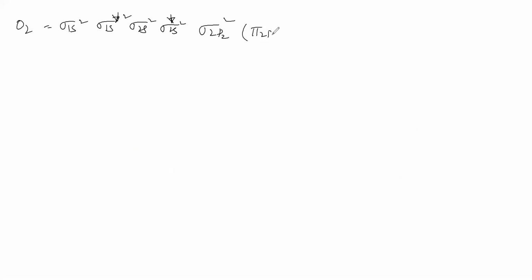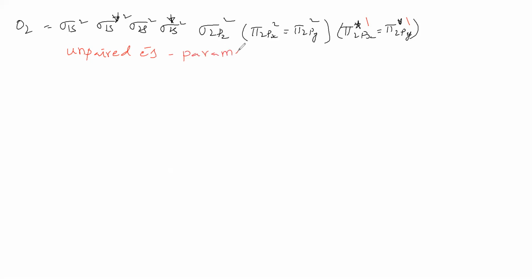Then pi 2px, pi 2py, then pi star 2px equal to pi star 2py will be there. Up to this, how many electrons have we filled? 2, 4, 6, 8, 10, 12, 14. 14 electrons we filled, but here there are 16 electrons. Now how to fill the remaining 2 electrons? As per Hund's rule, you fill 1 electron in each pi star orbital. So unpaired electrons are present in the O2 species, therefore this O2 is paramagnetic, we can say.